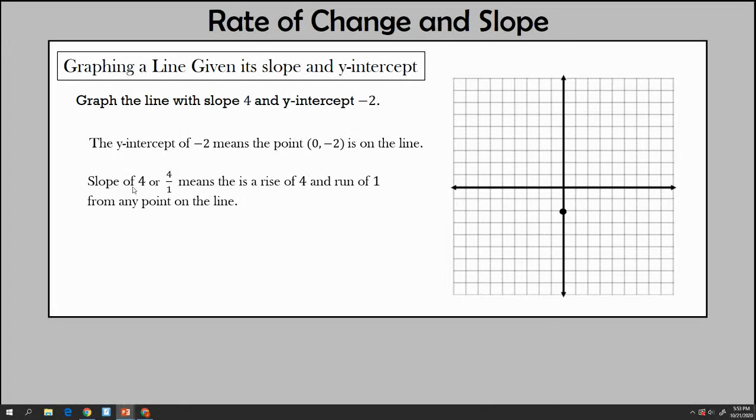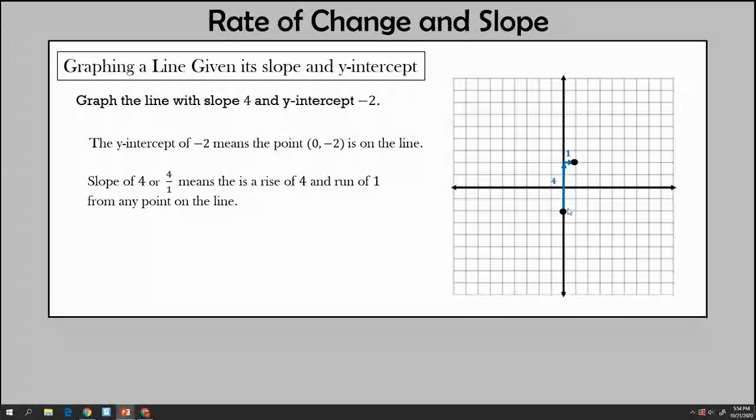Now, a slope of 4 is the same as a slope of 4 over 1. We always like to have a rise and a run. The whole number 4 can be written 4 over 1. So this means we got a rise of 4 and a run of 1 from any point on the line. Well, here's a point on the line. So we're going to go rise of 4 up from here, 1, 2, 3, 4, a run of 1 over 1. And then that point now is on the line.